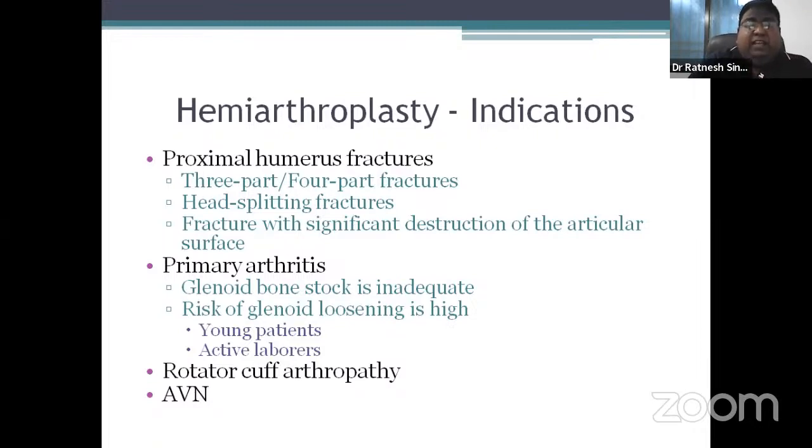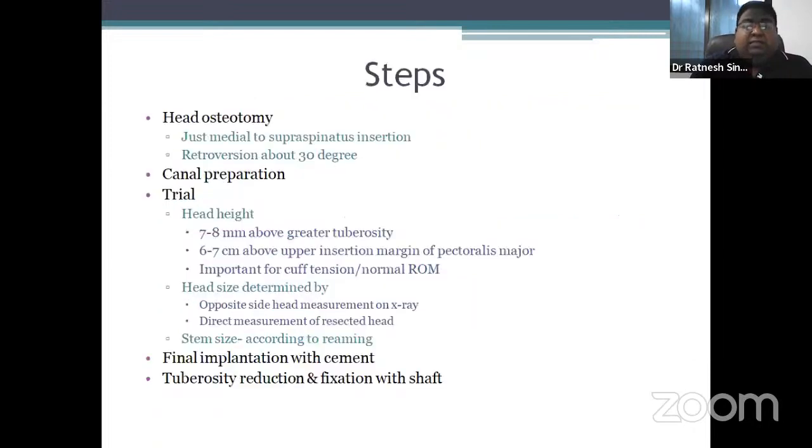Also if there is a head-splitting fracture or a fracture with significant destruction of the articular surface. In primary arthritis, you can go for hemiarthroplasty, although this is not the preferred treatment, but it is still advisable where the glenoid bone stock is adequate and when there is a high risk of glenoid loosening, especially in young patients and active laborers. You can also do it in rotator cuff arthropathy, although nowadays reverse shoulder arthroplasty is preferred, and in avascular necrosis, osteonecrosis of the head. These are the usual indications for hemiarthroplasty.